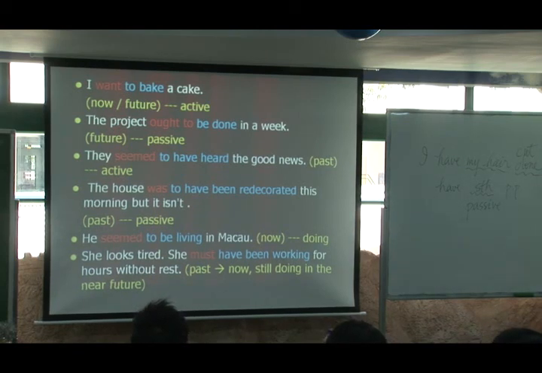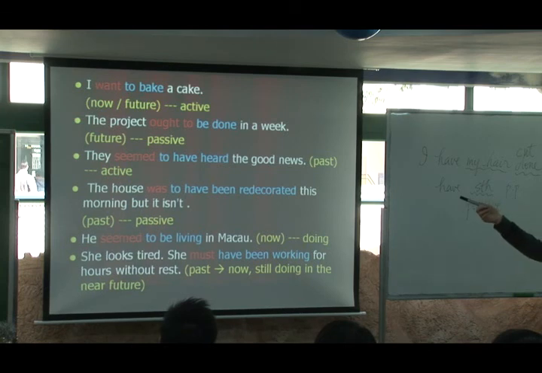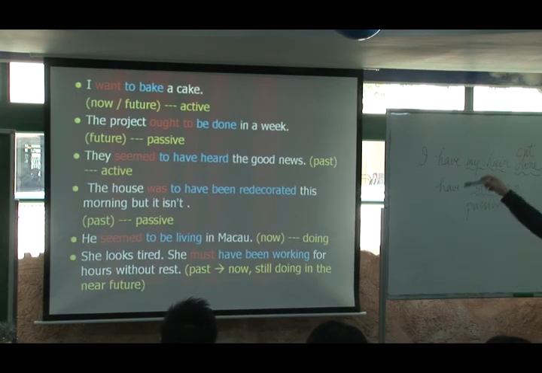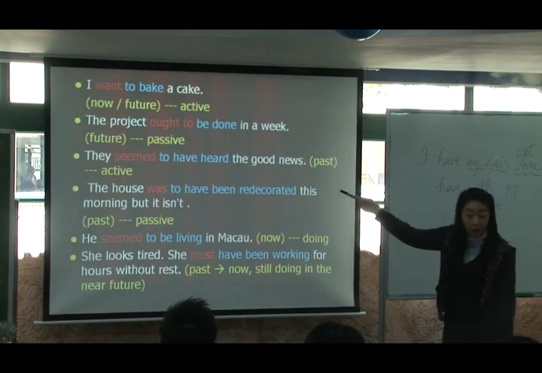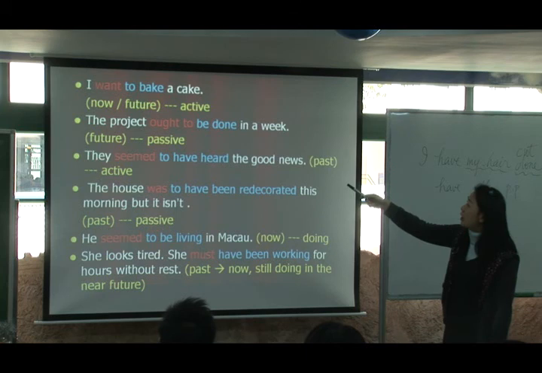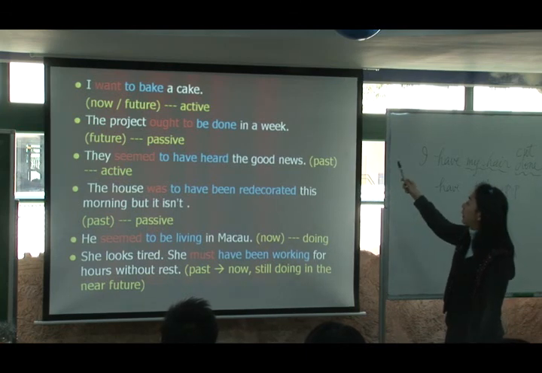I want to bake a cake. I want, I'm now, or maybe in 5 minutes later. Now or future. And then to infinitive, because want is the main verb. After this main verb, we need to infinitive. It is active. That's why to bake, not to be baked.